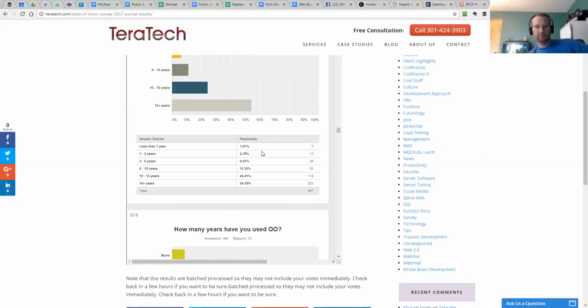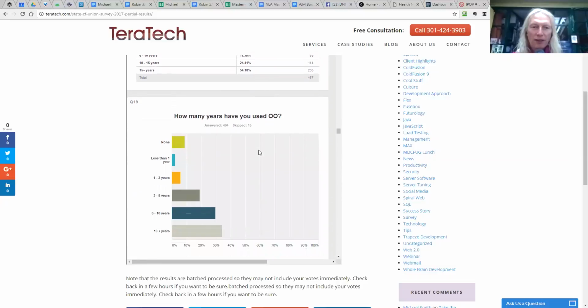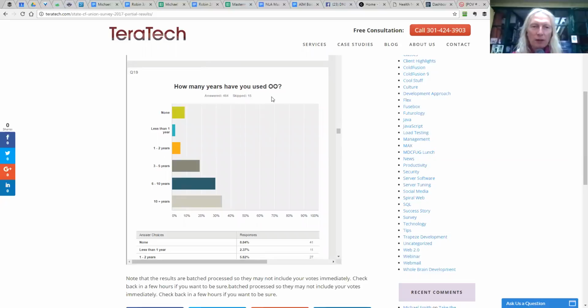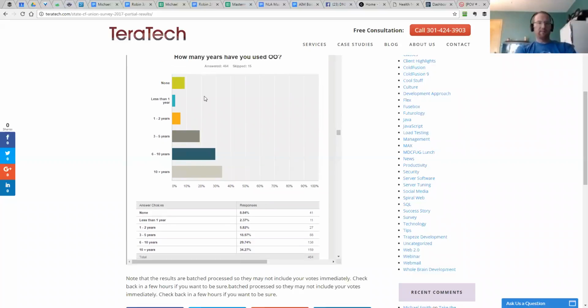I think we're going to have to add a 15 to 20 and 20 plus option next year. I think so. And then a similar question: how long have you been using object orientation? About a third of people have been using it for 6 to 10 years. And there's a bunch of people using it for more than 10 years. Yeah, and my question here is always, what are they doing with it?